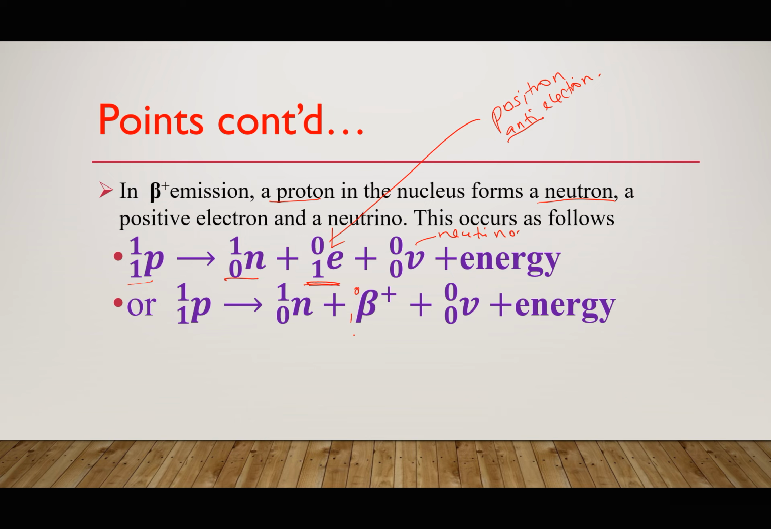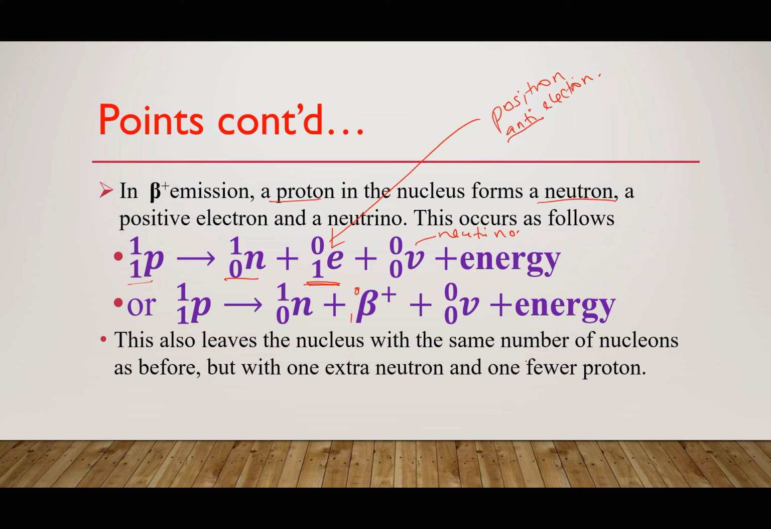In all cases, energy is emitted, but remember, this energy is not going to be discrete because of these strange accompanying particles that we have mentioned. So this also leaves the nucleus with the same number of nucleons as before, but with one extra neutron. So we have increased the number of neutrons, but we now have fewer protons. So if the number of protons has reduced, it means the new element which has been formed is totally different because the number of protons has been affected. So that is what we call a beta plus emission.